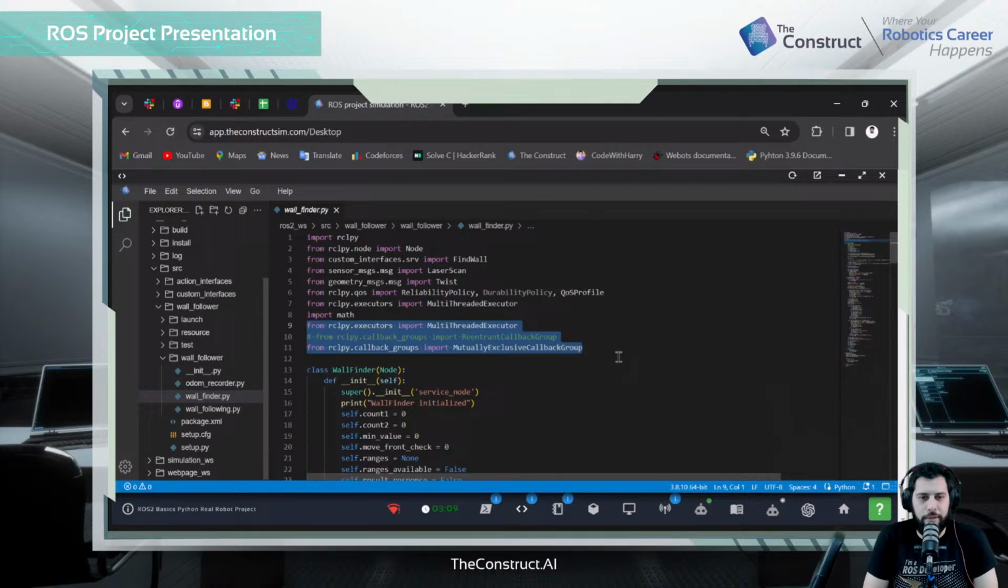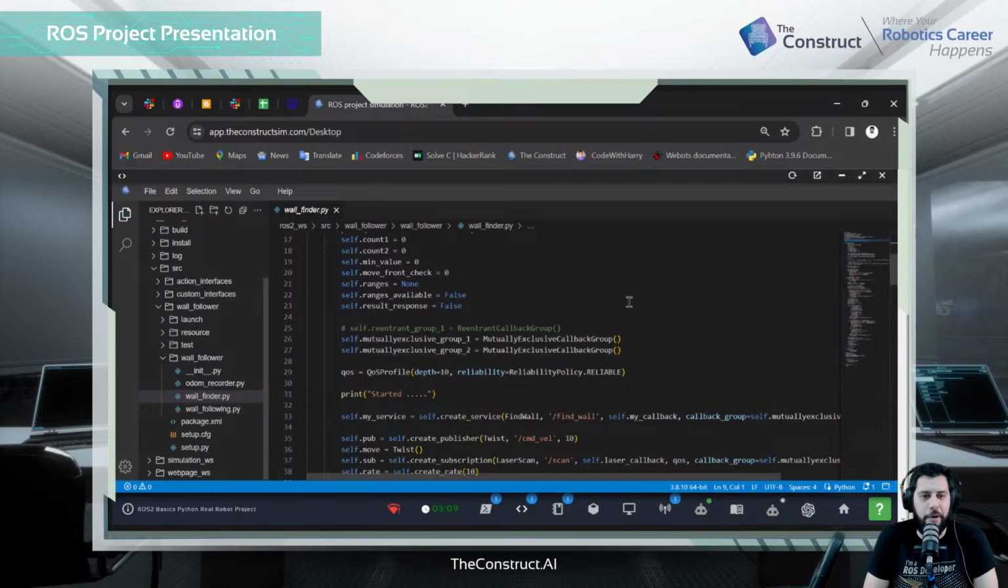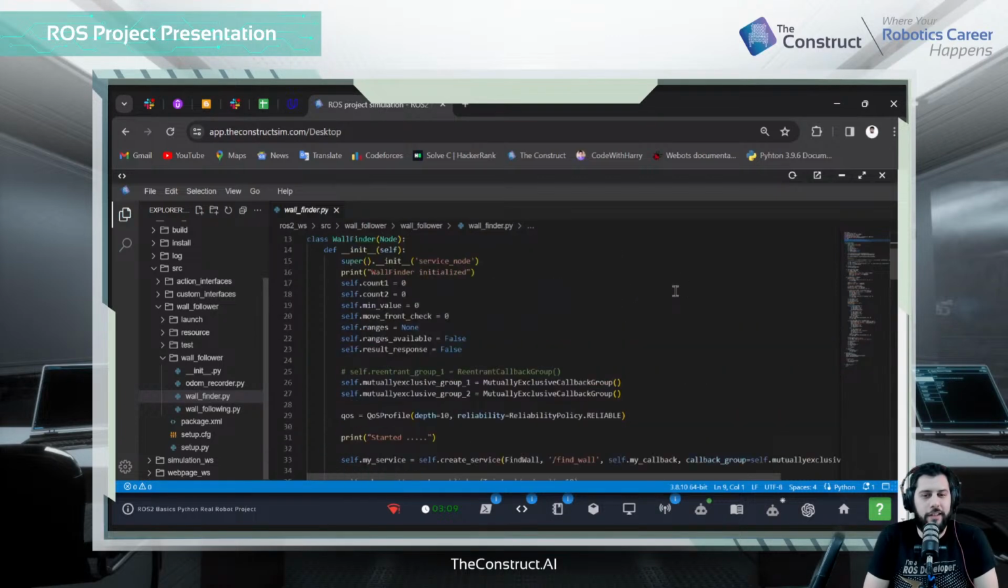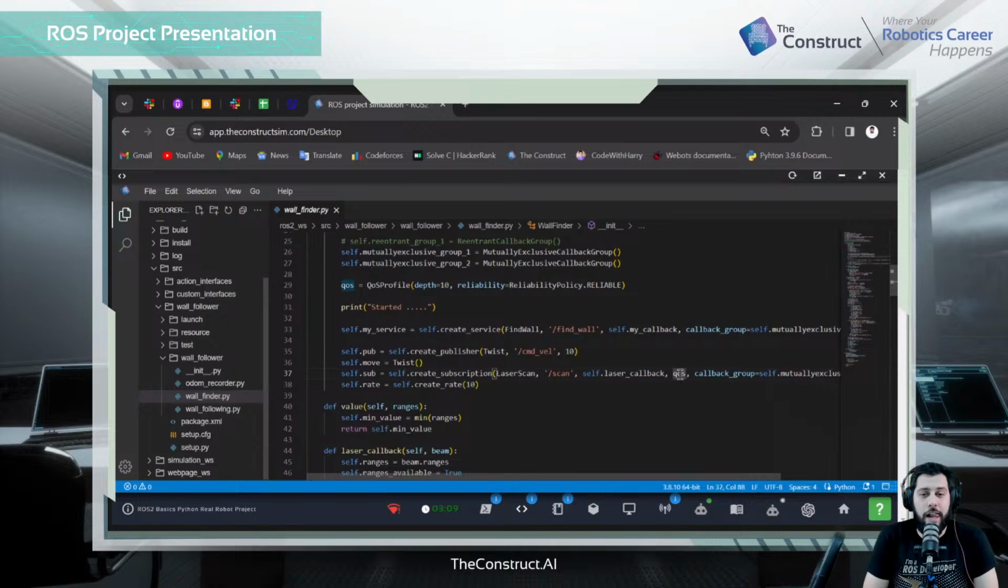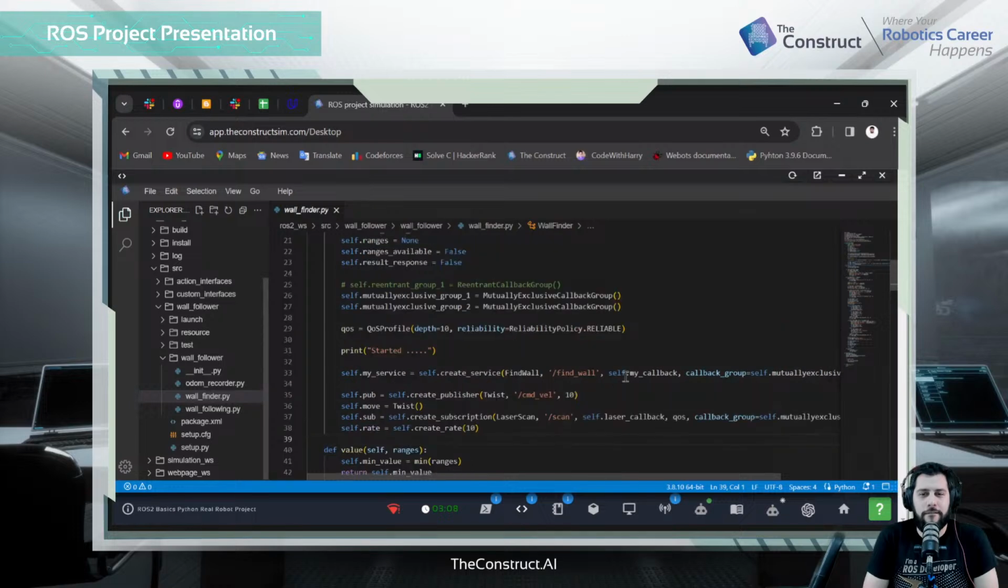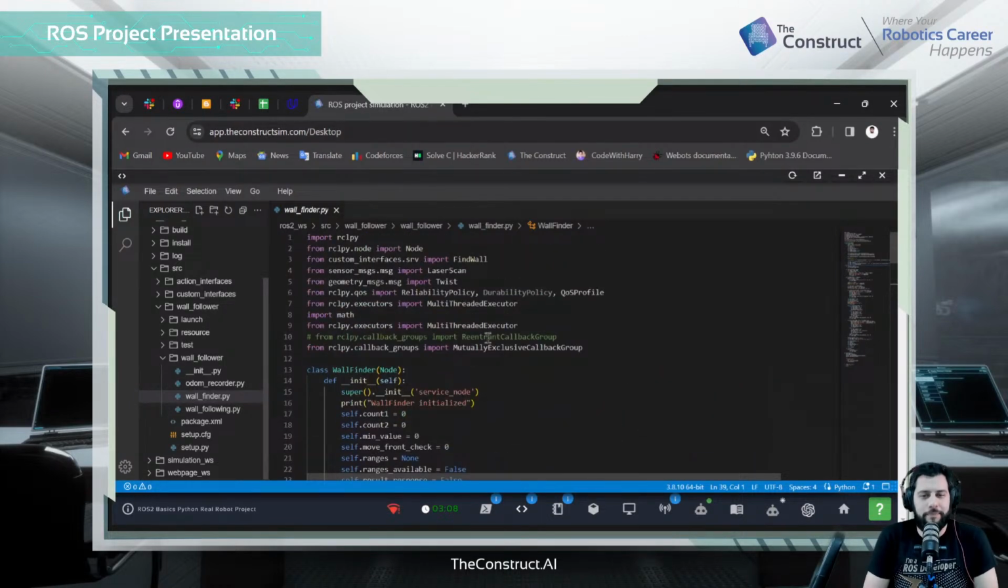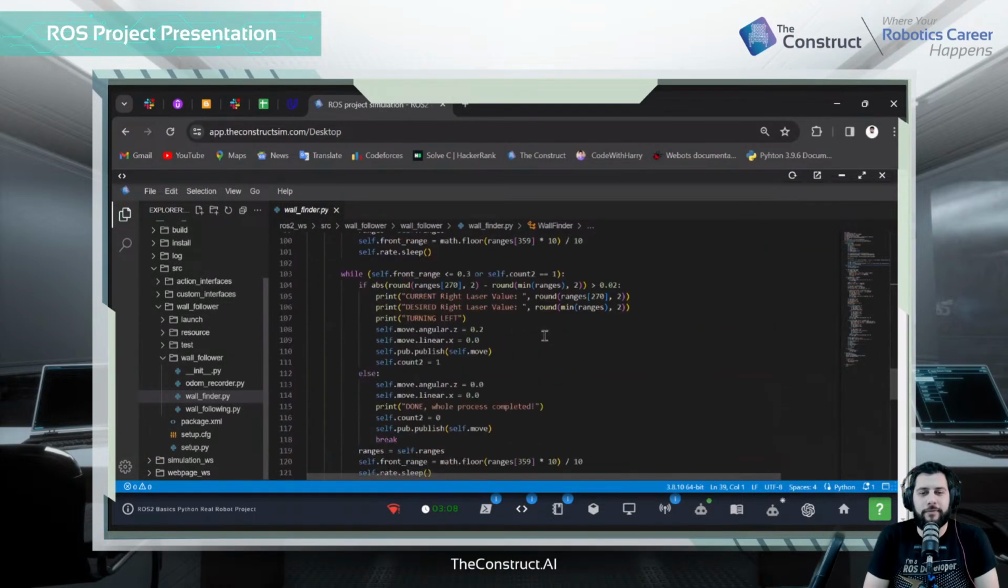Great, yes, precisely. That's what I wanted you to mention. All right. Another difference is that we can also mention the quality of service for our laser and command velocity.